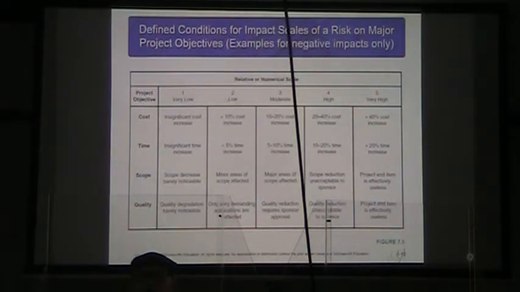We're going to call that low if it's less than a 10% cost increase. Okay, so even a cost of $9,000 as a possibility on the cost, we would still just rate that as low. Moderate would be a 10 to 20% cost increase. High would be a 20 to 40% cost increase. And very high would be over 40% cost increase.